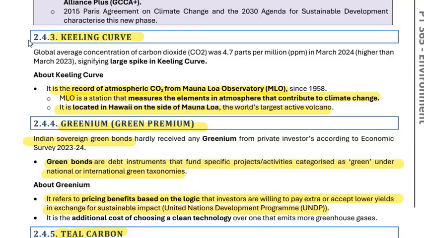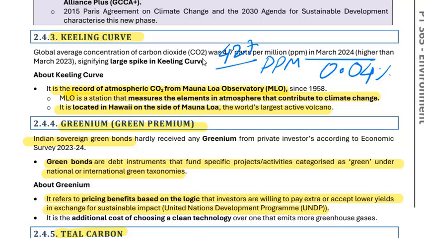Here it is written that the global average concentration of carbon dioxide was 4.7. This is wrong actually. This should be 427 parts per million. That is actually 0.04% in March 2024. So this is not 4.7, this should be 427 ppm, that is parts per million. 427 parts per million in March 2024 is higher than March 2023, a significantly large spike in the Keeling Curve. You should know this Mauna Loa, that is in Hawaii. This is important. You should know this Keeling Curve.